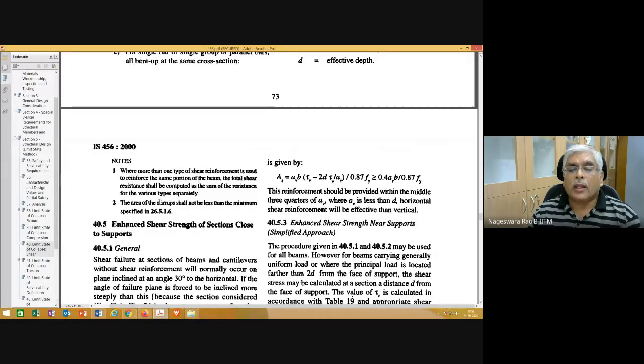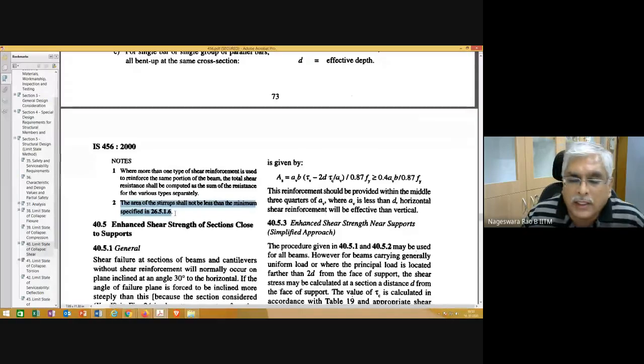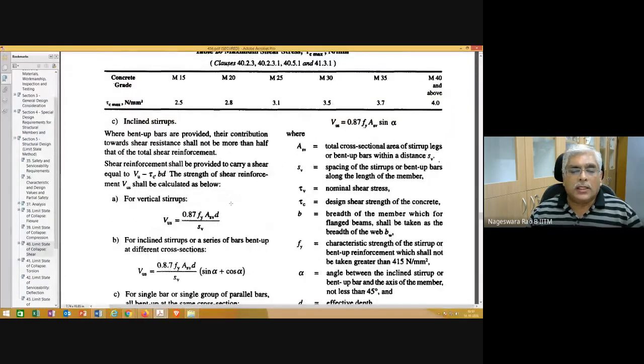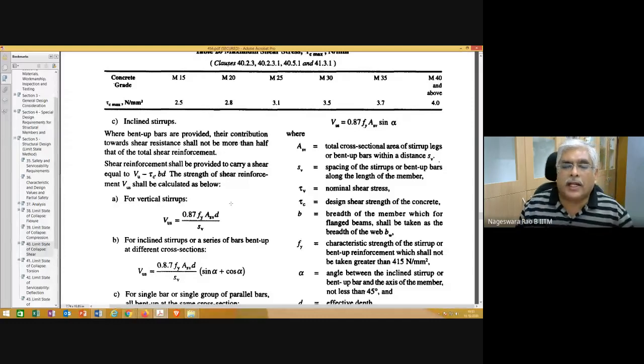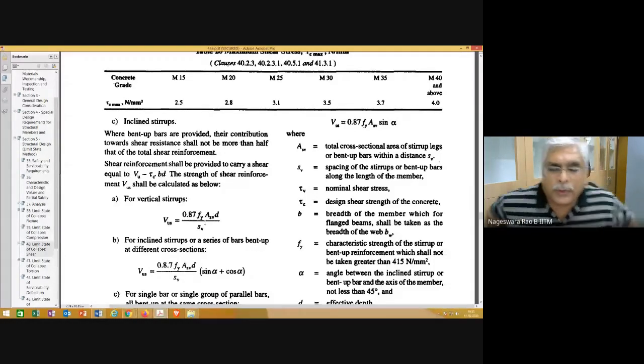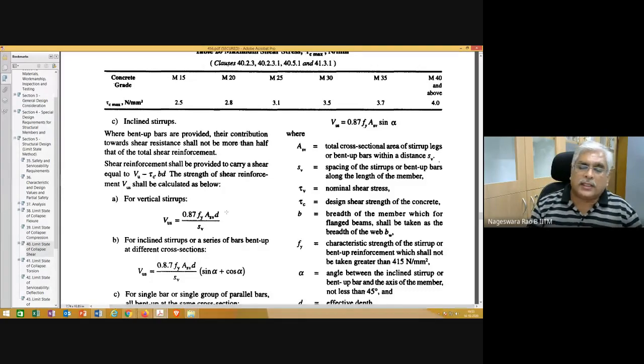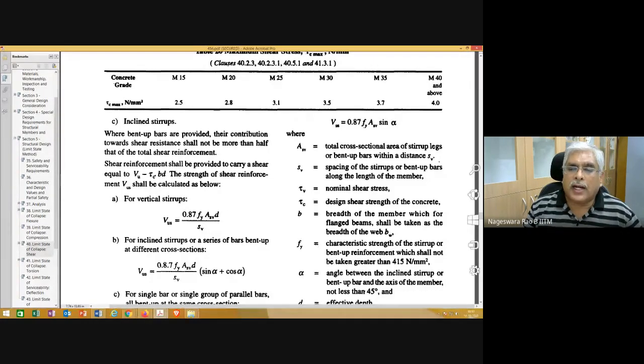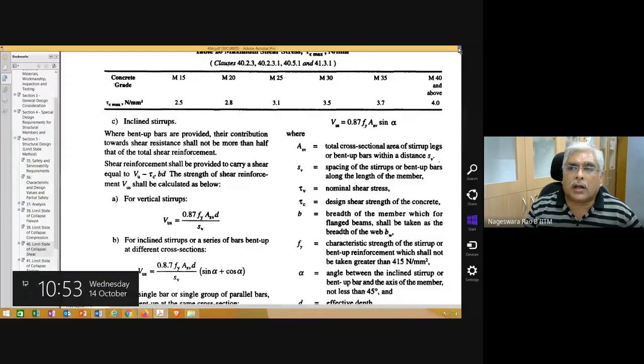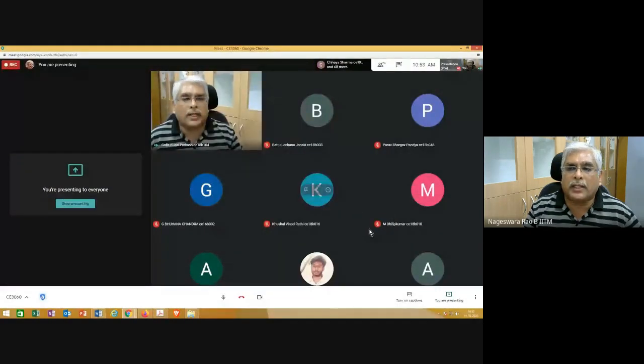Okay. And areas of stirrups shall not be less than the minimum specified. We'll see that when we are solving some examples. Obviously, we are going to comply with all these requirements. Any questions? In tomorrow's class, we'll go into detail on how these equations are obtained. I hope you got some idea about this design for shear. And I suggest all of you please revise your mechanics of materials and structural analysis concepts before you come for tomorrow's class.